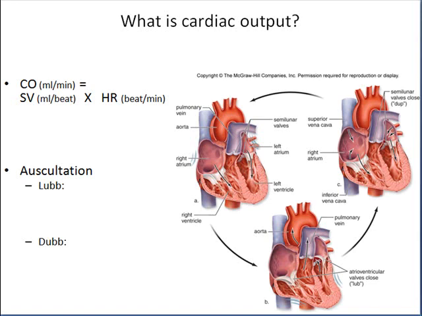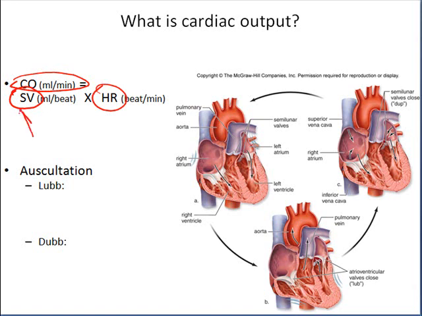Output, or cardiac output, is measured in milliliters per minute. And this is really just a way of calculating exactly how much blood per minute the heart ejects. This is a function of two different things. It's a function of stroke volume, and stroke volume is how much blood is ejected either from the left side of the heart in 1 minute or the amount of blood ejected from the right ventricle in 1 minute. And we multiply that by the number of beats per minute, and that gives us cardiac output.